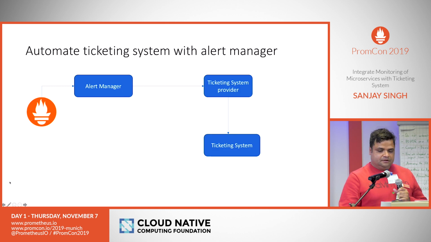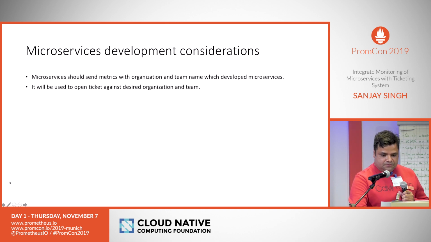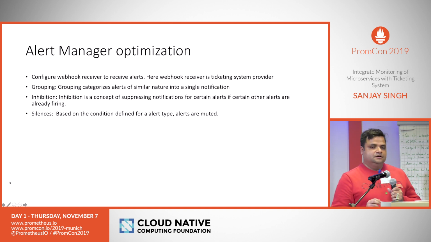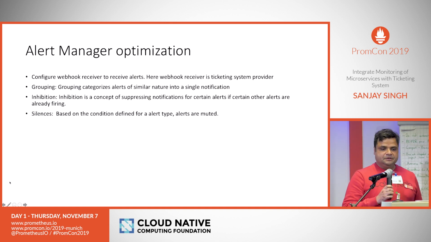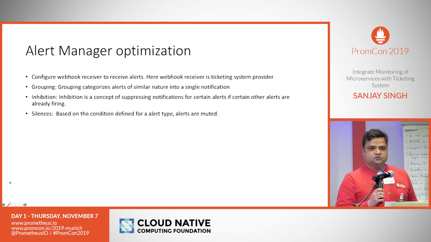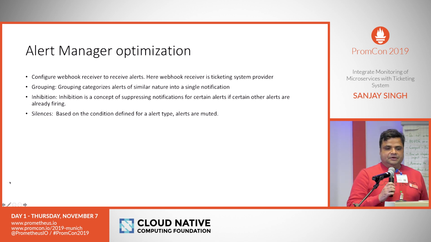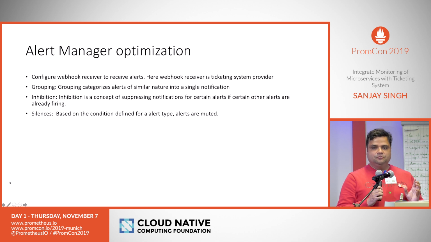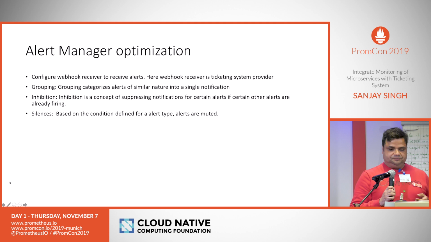So basically, first of all, the fake alerts that we were getting, we overcame those by using grouping, inhibition, and silences. In grouping, we define what alerts are similar, so those alerts will go in a group. Only one ticket will be opened for that, only one alert will be generated.